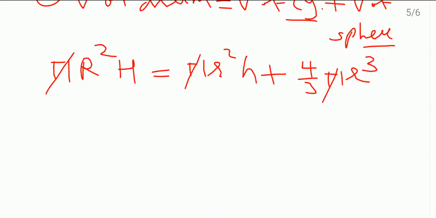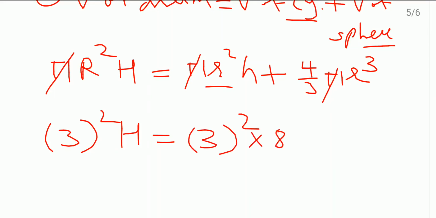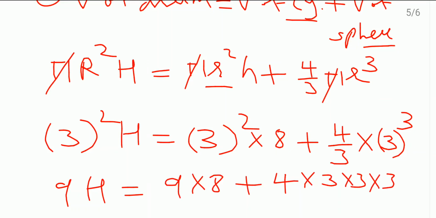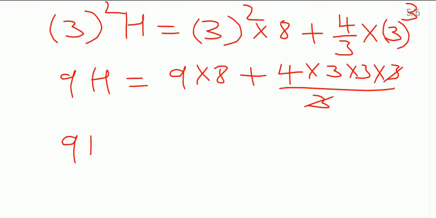See this pi and this pi. Now what is left here? R square H. But the radius of the drum is given as 3. So it is 3 square. This H as it is. Even the radius of the cylindrical portion of doll 3 is given as 3. So it is 3 square and the height is given as 8, plus 4 by 3. The radius of the spherical portion is 3. So it is 3 cube. So here 9H is equal to 9 into 8 plus 4 into 3 into 3 into 3 divided by 3. So this 3 and 3 will get cancelled. So this is 9H as it is.